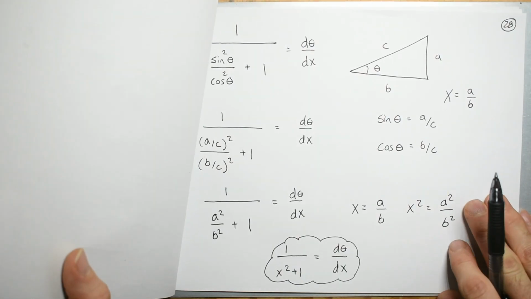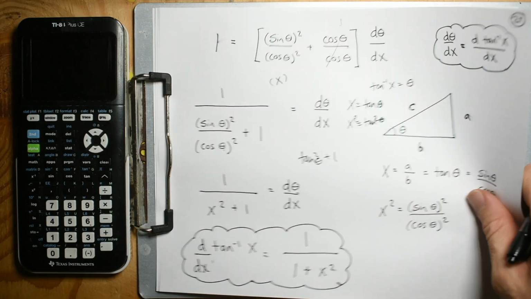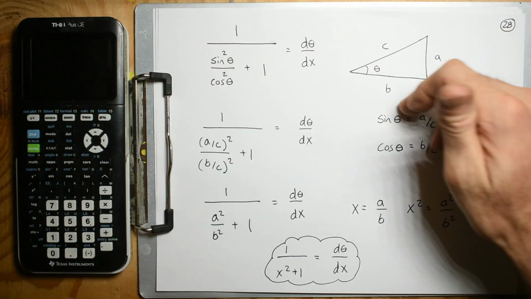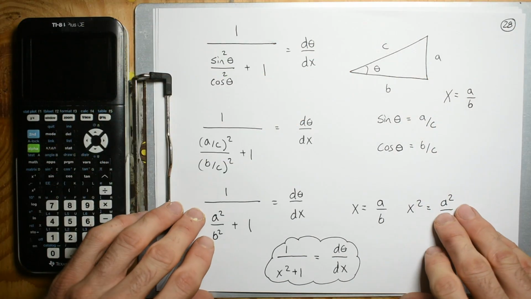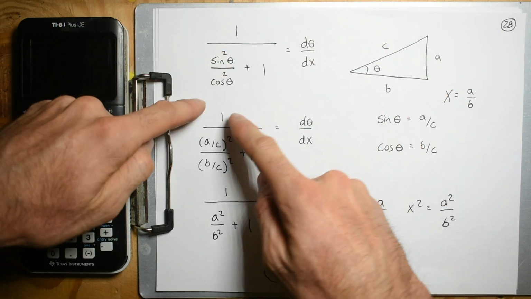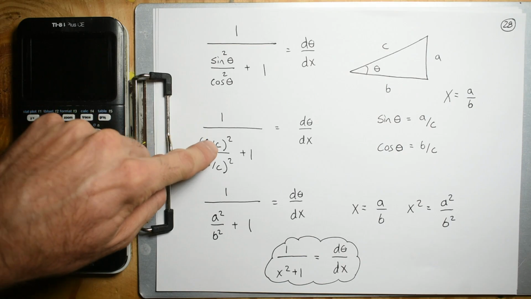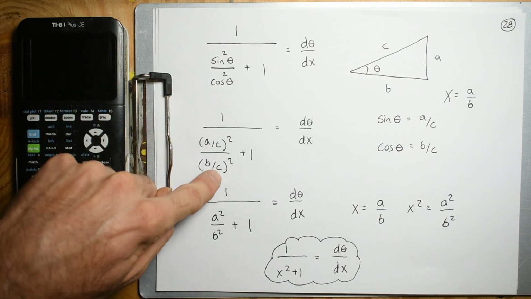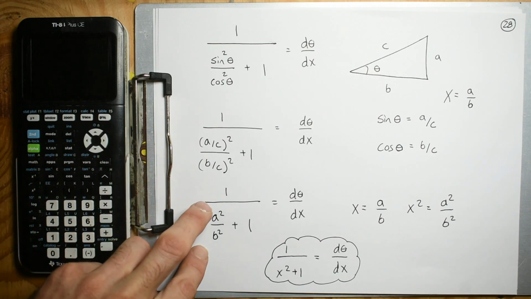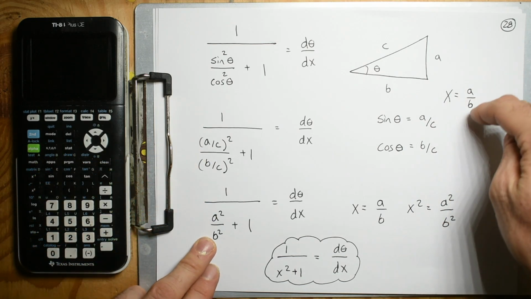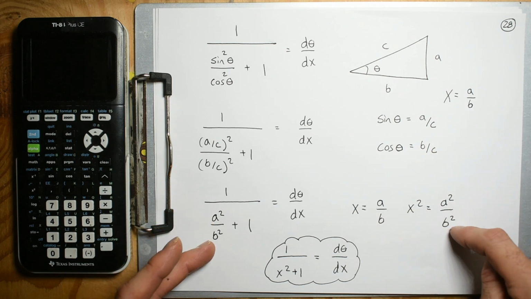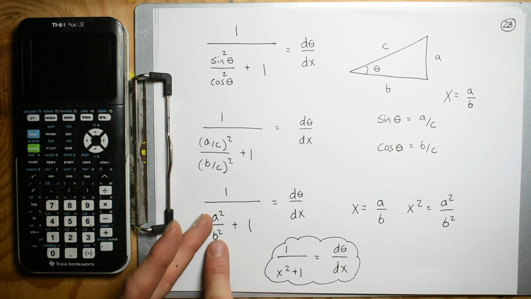Here's our triangle ABC. Here is kind of how we got it to here. Sine is A divided by C. Cosine is B divided by C. Squared, the C's cancel, leaving A squared, B squared. I could say that X is A divided by B. So X squared is A squared over B squared. A lot of different ways. So this is X squared.